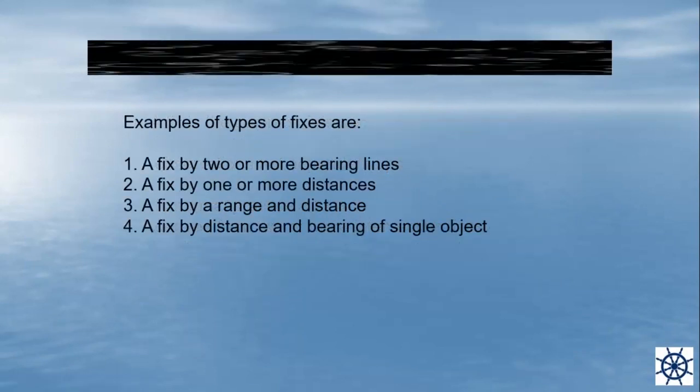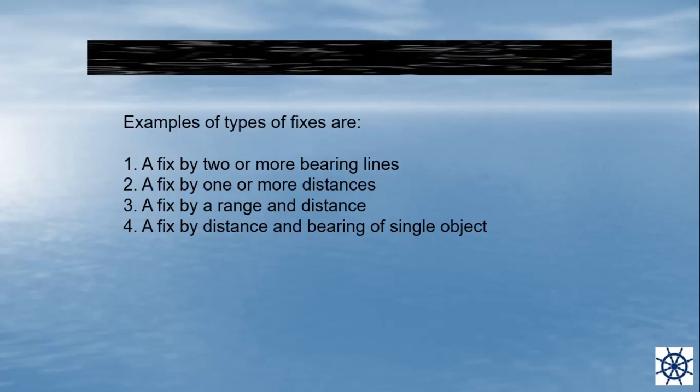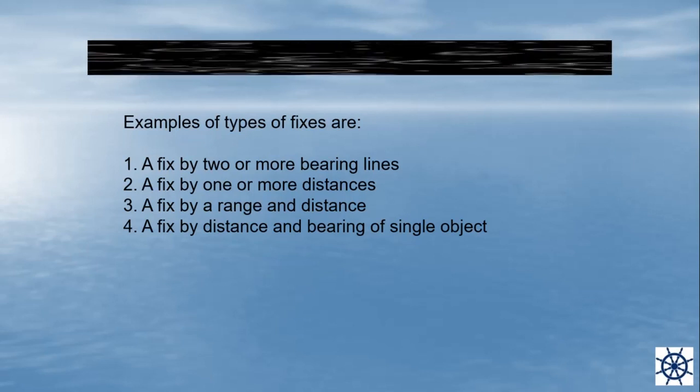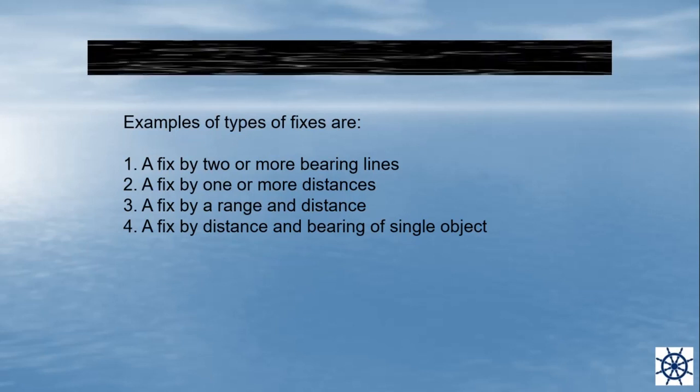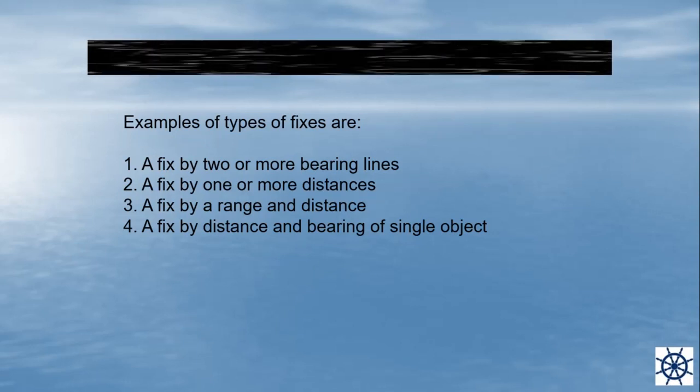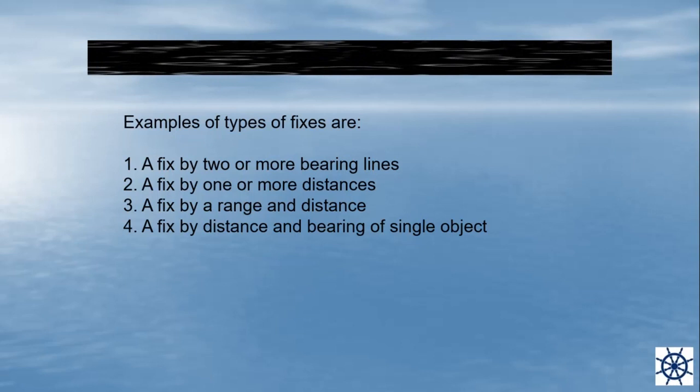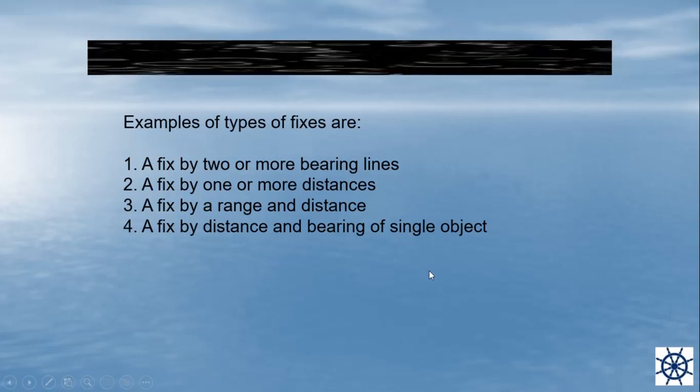Examples of types of fixes are a fix by two or more bearing lines, a fix by one or more distances, a fix by a range and a distance, a fix by distance and bearing of a single object. So, meaning all fixes can be obtained having two lines of position on different aspects or types of positioning.